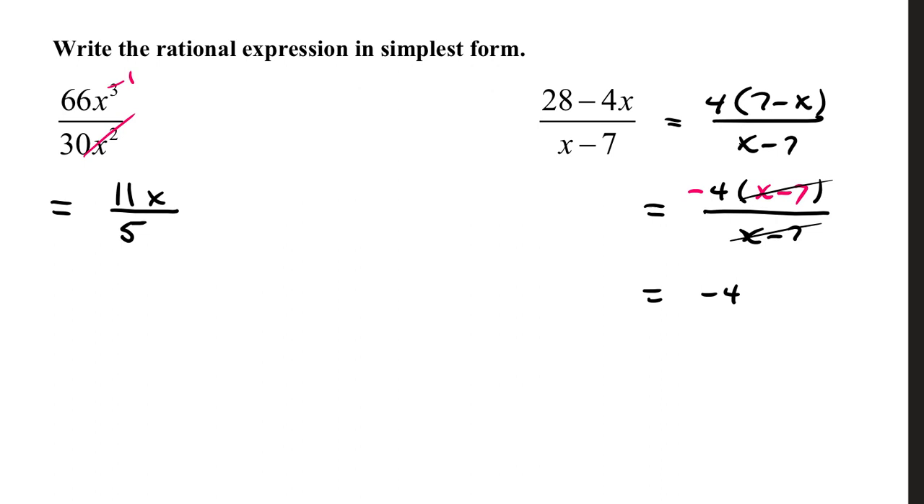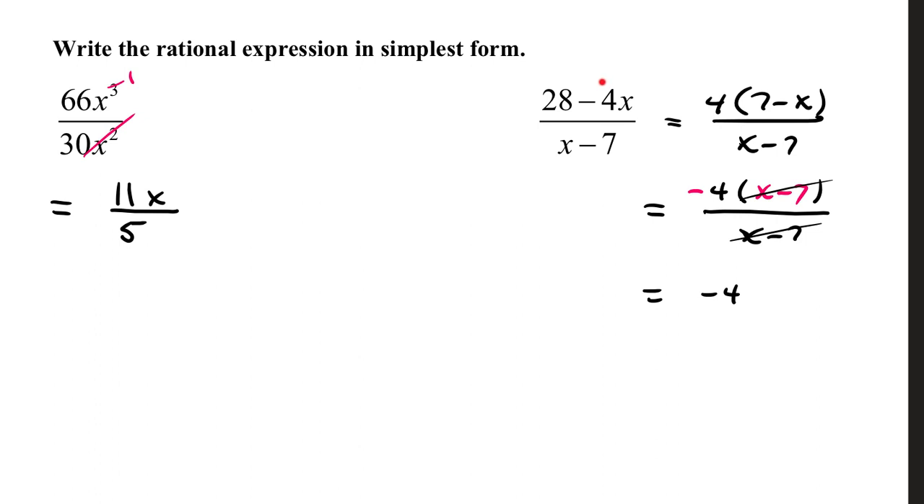Write the rational expression in simplest terms. We have 66x cubed over 30x squared. Start with your coefficients. 66 over 30 reduces to 11/5. Both numbers can be divided by 6. X cubed over x squared, remember that's 3 x's on top multiplied out. X squared is 2 x's multiplied out on the bottom. If you cancel 2 x's out from top and bottom, you'll have 1 x remaining on top.